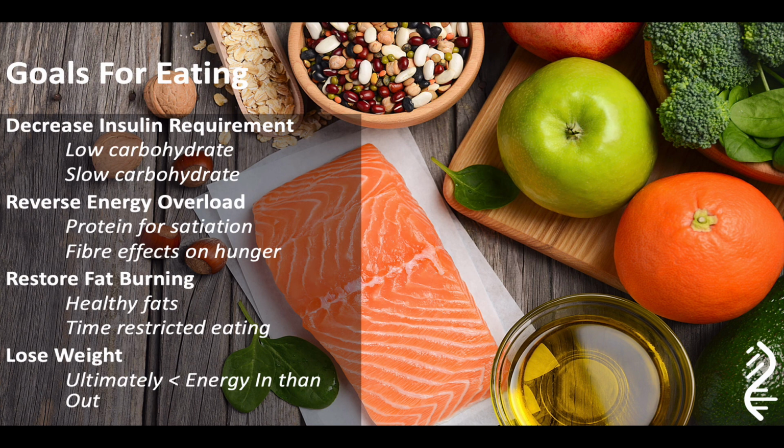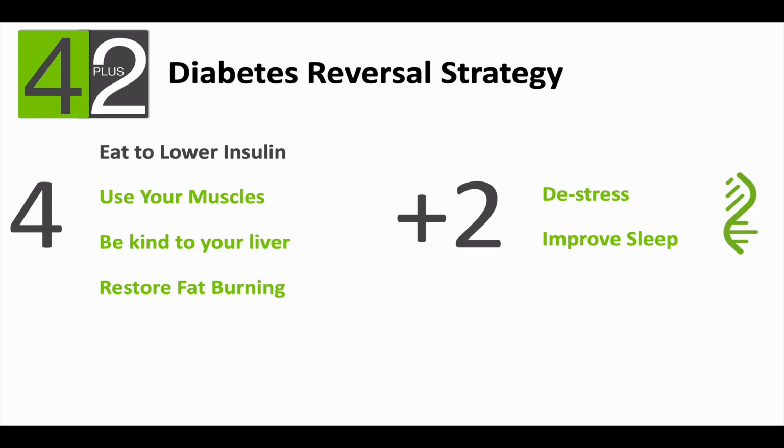And so this first step is really, you've got to have a strategy to eat to lower insulin. And with that strategy, insulin levels come down. And as insulin levels come down, we start to be able to burn fat, and then we start to be able to lose weight. So that's the first part of the 4+2 diabetes reversal strategy, eat to lower insulin. In the future sessions, we're going to go through the other components: use your muscles, be kind to your liver, restore fat burning, de-stress, and improve sleep.